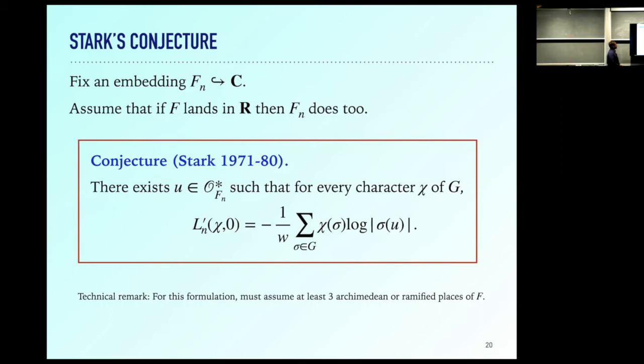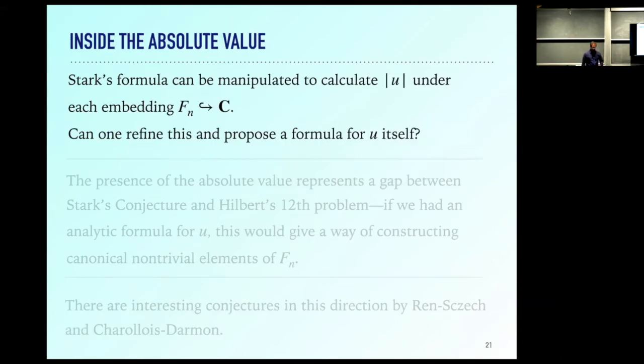And the reason this is quite a bit deeper is that this is talking about units existing in an extension of F, in these fields Fn, rather than just in F. Okay. So now Stark's formula can be manipulated to calculate the absolute value of U under each embedding of F into the Fn, into the complex numbers. And so a natural question, something I actually got fascinated with as an undergraduate, is can one refine this and propose a formula for U itself?